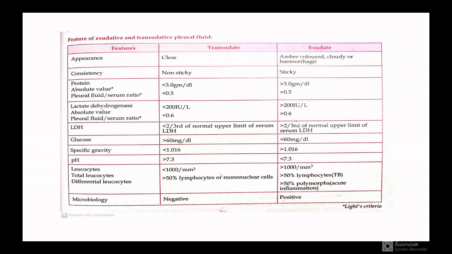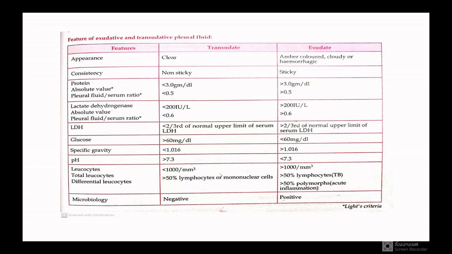Lactate dehydrogenase absolute value in transudate will be less than 200 IU per L, but in exudate it will be more than 200 IU per L. Pleural fluid by serum ratio will be less than 0.6, but in exudate it will be more than 0.6. LDH in transudate will be less than two-thirds of the normal upper limit of serum LDH, but in exudate it will be more than two-thirds of the normal upper limit of serum LDH. Glucose in transudate will be more than 60 mg per dL, but in exudate it is just the reverse, less than 60 mg per dL.